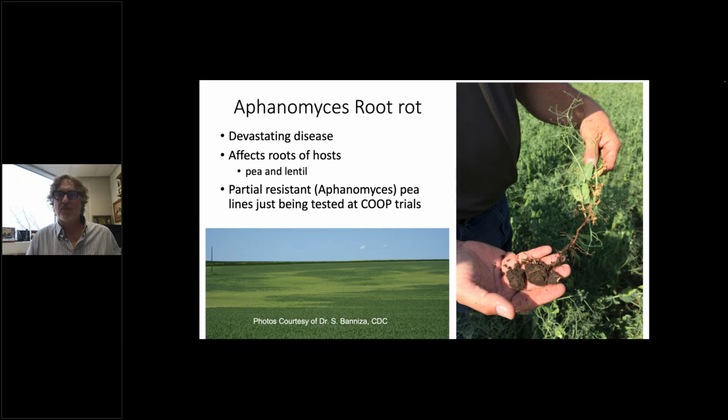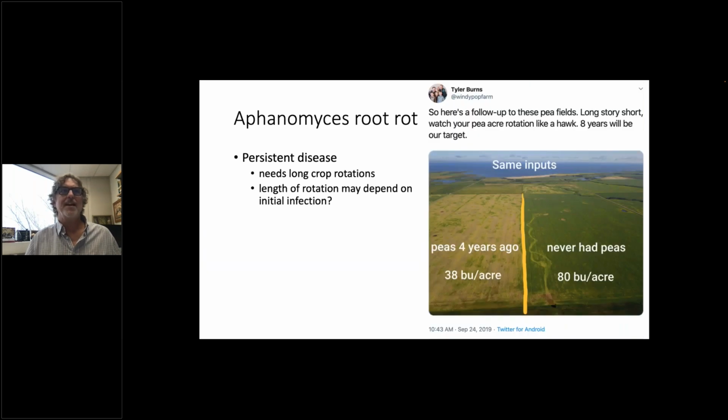What we're really hoping for, and some good work is being done by Tom Warkentine, is to get some resistance into that. But we're still not there. Dr. Warkentine has one variety that has partial resistance to Aphanomyces root rot, not Fusarium. There's also Fusarium root rot resistance that is just going to be tested at the co-op trials this year, so it's not going any further. My point is that this is a devastating disease, and we don't have any quick control methods. It's a persistent disease. It needs long rotations.